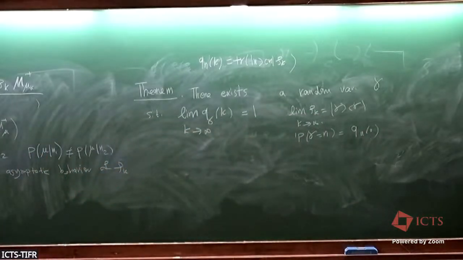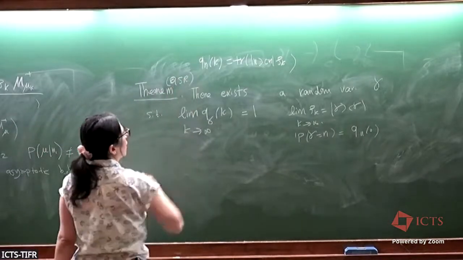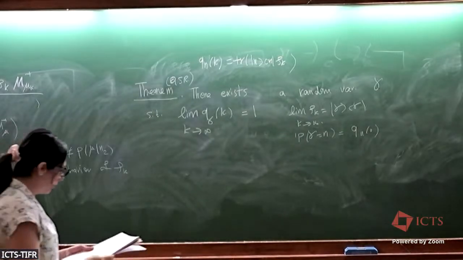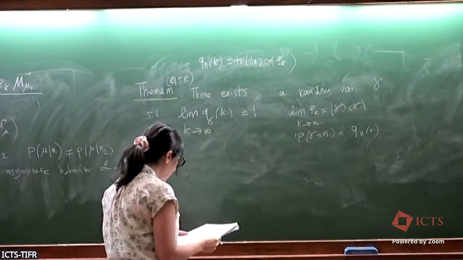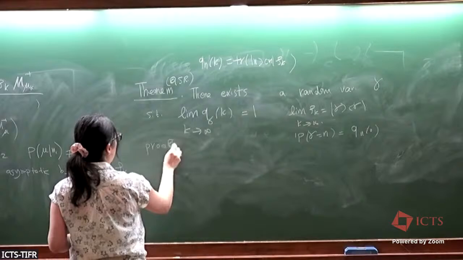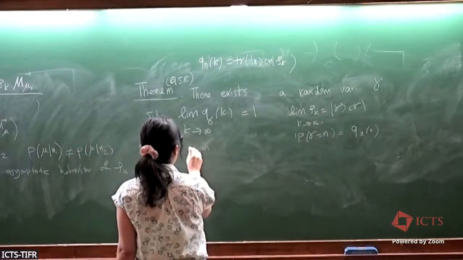So this corresponds to the quantum state reduction. And what they prove is different. In fact, for the proof, I just give you some ideas. They use the martingale property first of all.